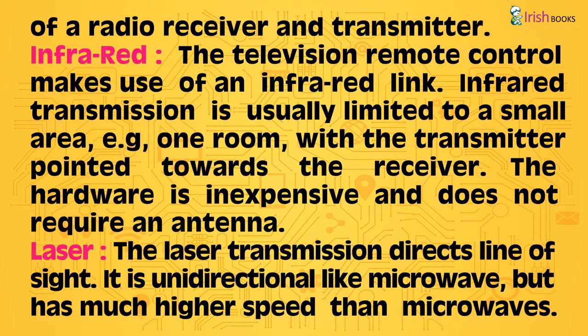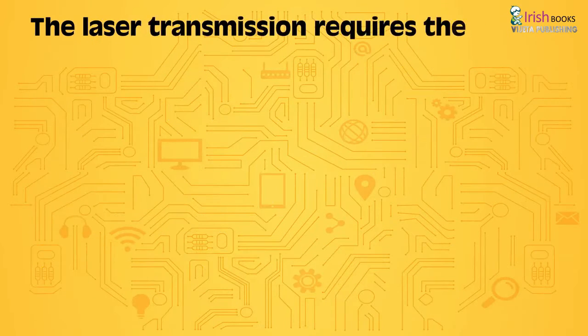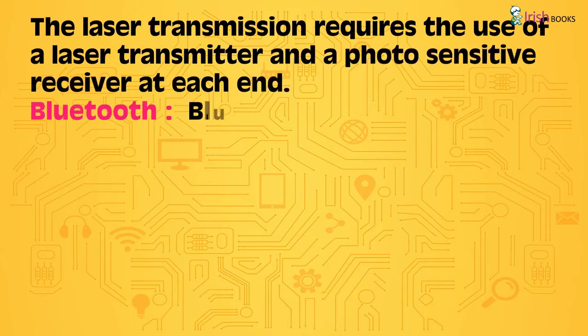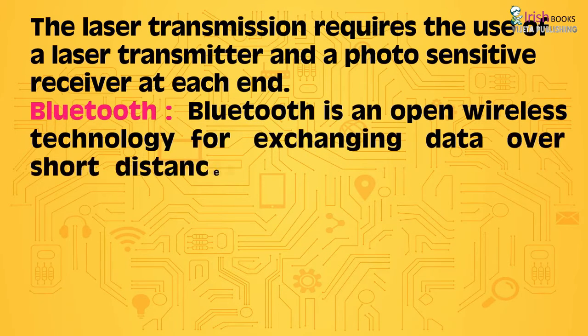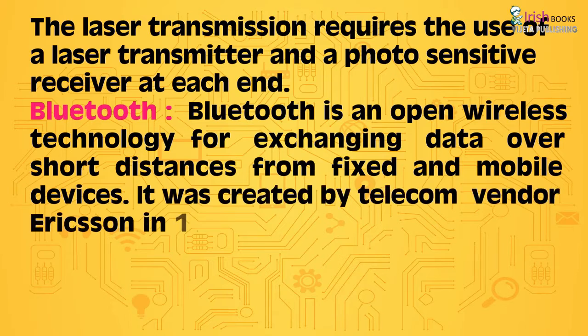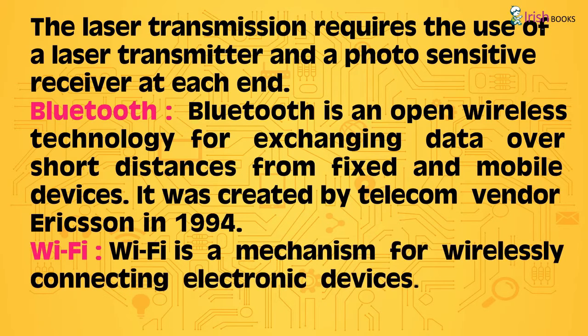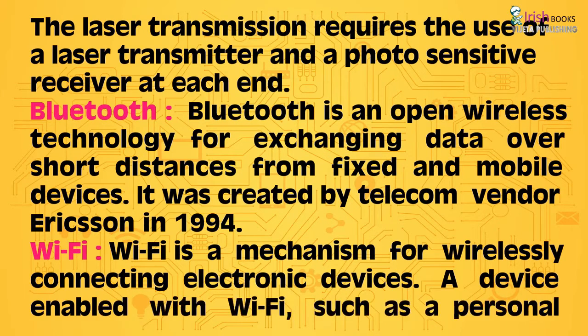Laser. Laser transmission directs line of sight. It is a unidirectional line like microwave but has much higher speed than microwaves. Laser transmission requires the use of a laser transmitter and a photosensitive receiver at each end. Bluetooth. Bluetooth is an open wireless technology for exchanging data over short distances from fixed and mobile devices. It was created by telecom vendor Ericsson in 1994.